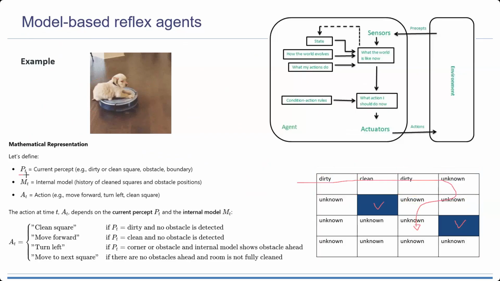So we can define the mathematics. The P means the percept, and then we can check which squares are dirty or clean, what the obstacles are, what the boundaries are, what the internal model is, and what the actions are. So if it is dirty and no obstacle, then just clean the square. If it is clean and no obstacle, then move forward. If it is in the corner or if it is an obstacle, and if the internal model shows obstacle ahead, then turn to the left. So we need to define this kind of actions.